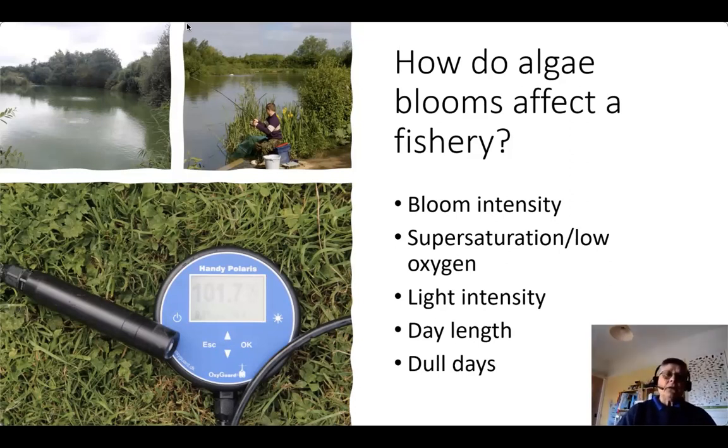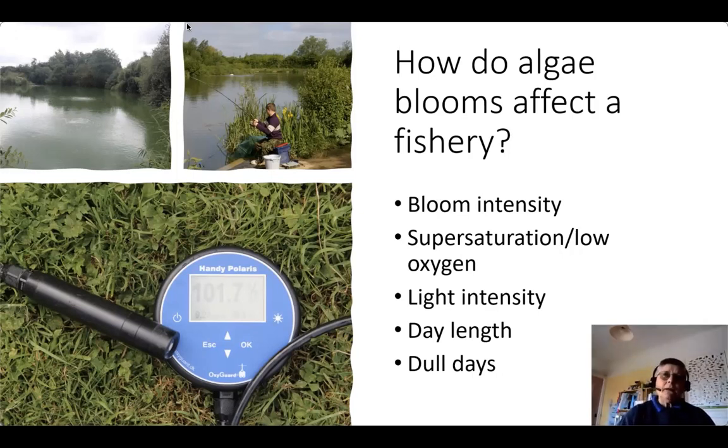And as a consequence of that, you can get fish kills arising from an intense algae bloom simply because the algae can't produce enough oxygen overnight because the nights are longer. So we're looking at bloom intensity. We're looking at the amount of oxygen that the algae can produce.